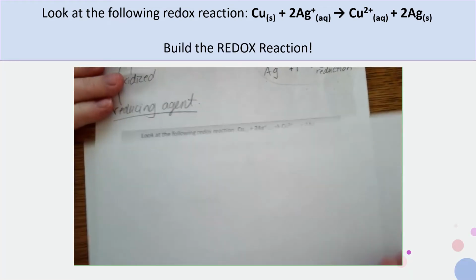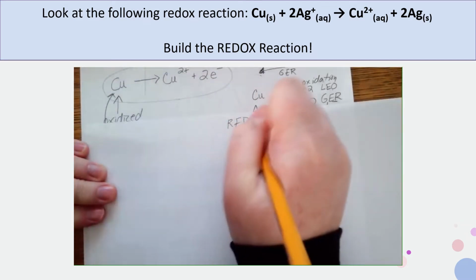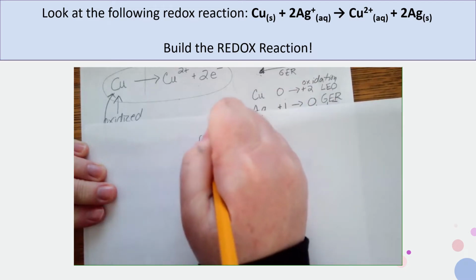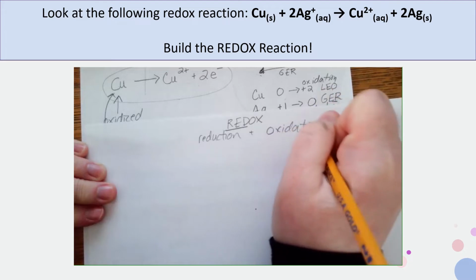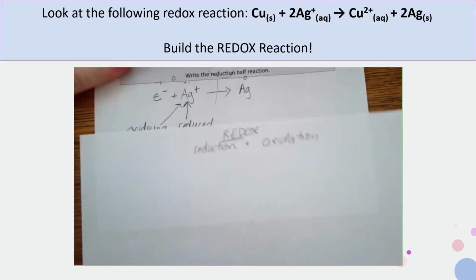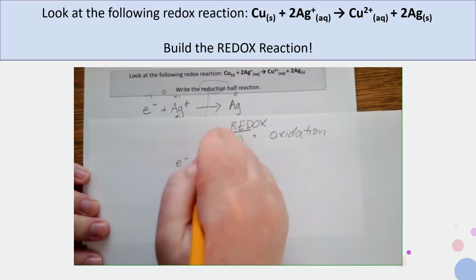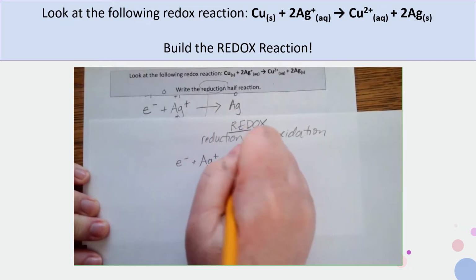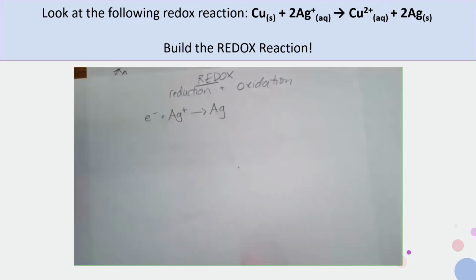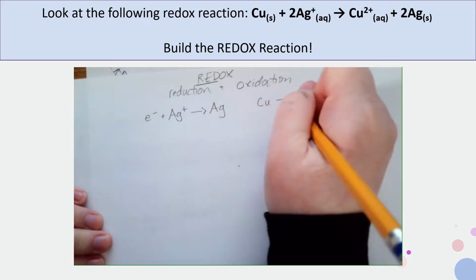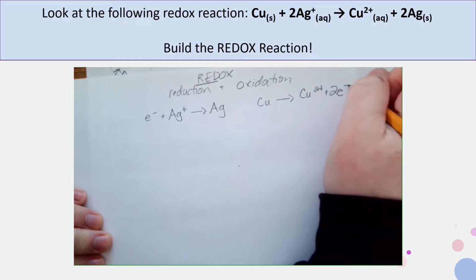Okay, for this one I need to build the redox reaction. So redox is reduction plus oxidation. All right, so what was my reduction reaction? So let's go back. Here was reduction. It was an electron plus Ag+ yields Ag. And our oxidation half reaction was copper yields Cu2+ plus 2 electrons.